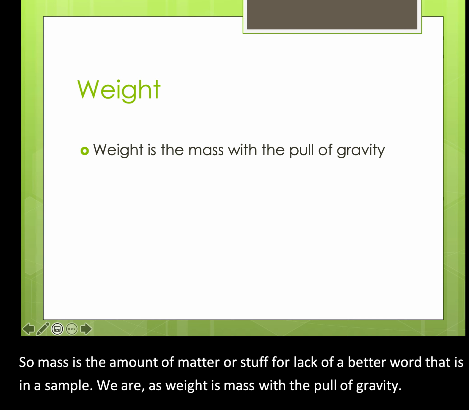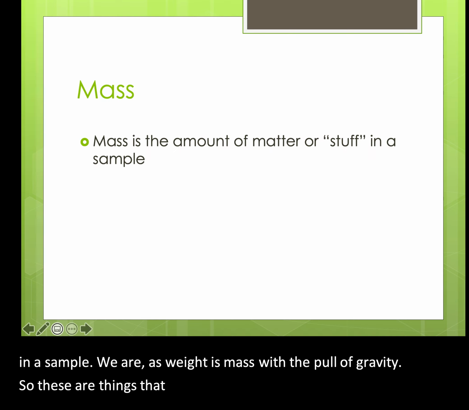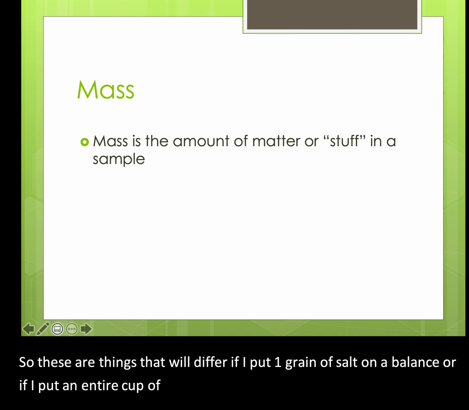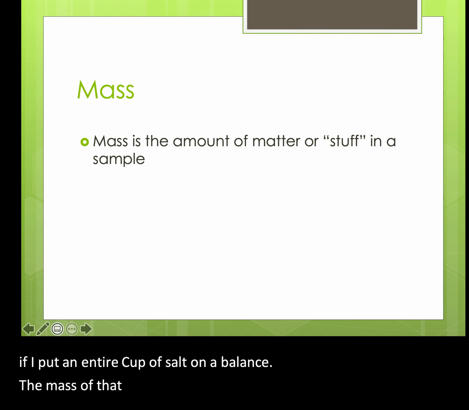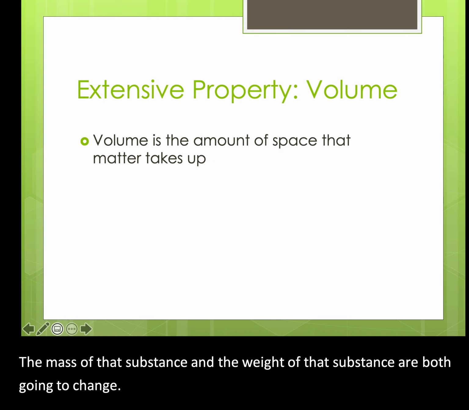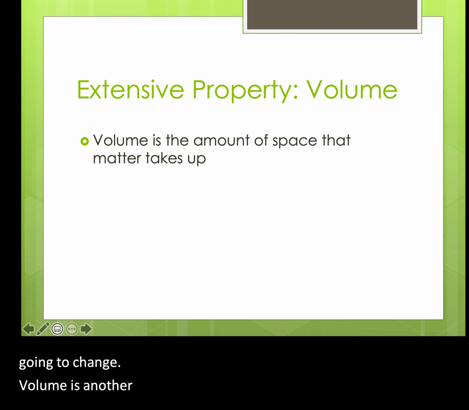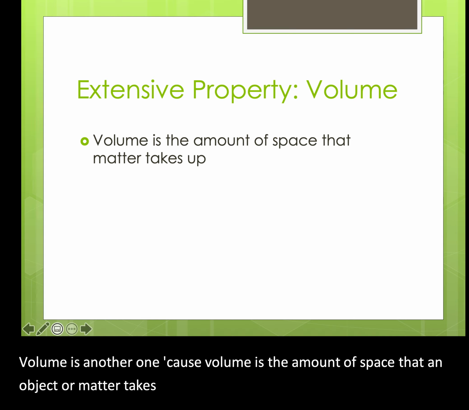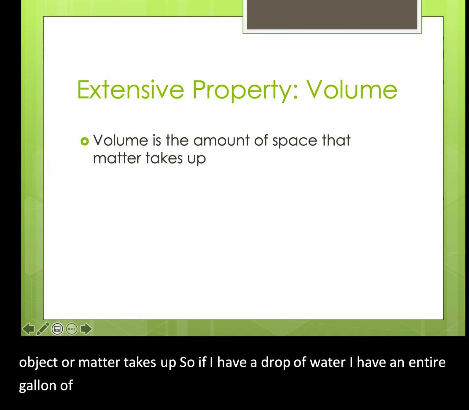So these are things that will differ if I put 1 grain of salt on a balance or if I put an entire cup of salt on a balance. The mass of that substance and the weight of that substance are both going to change. Volume is another one, because volume is the amount of space that an object or matter takes up. So if I have a drop of water, I have an entire gallon of water, those are going to take up very different amounts of space.